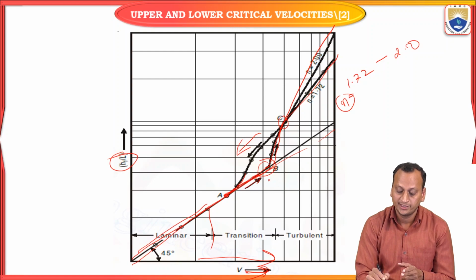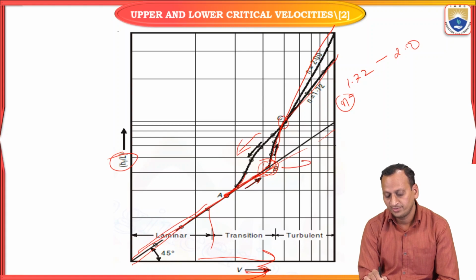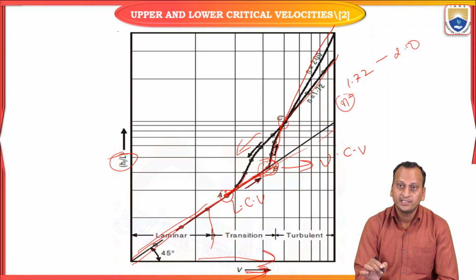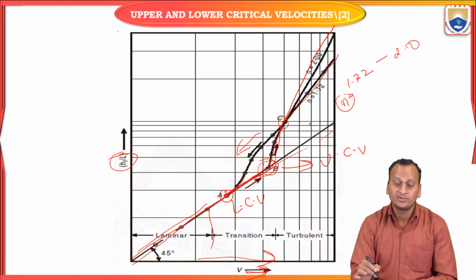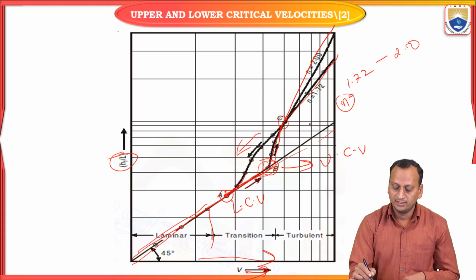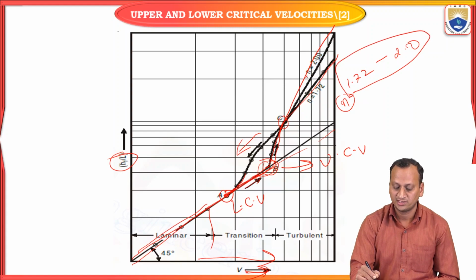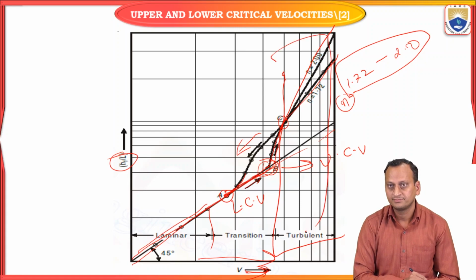The point at which it is taking a diversion is the upper critical velocity. So point B is known as the upper critical velocity, and point A is known as the lower critical velocity. Because at B, it is no more a straight line and it takes a different path. After C, if you increase the velocity further, the index n will be varying in this direction. Therefore, this is completely the turbulent zone.